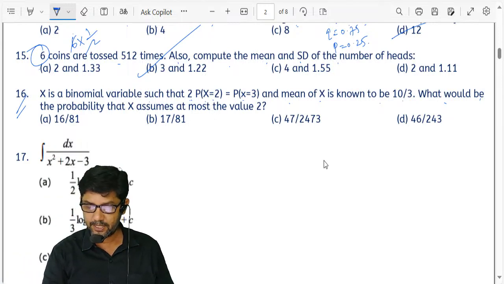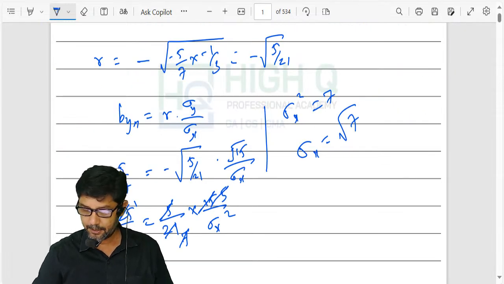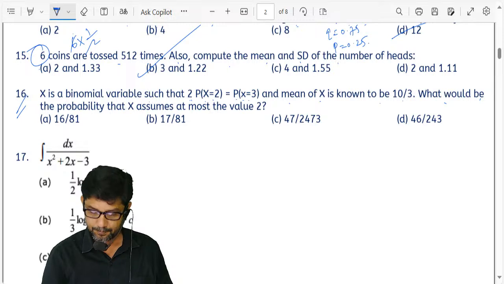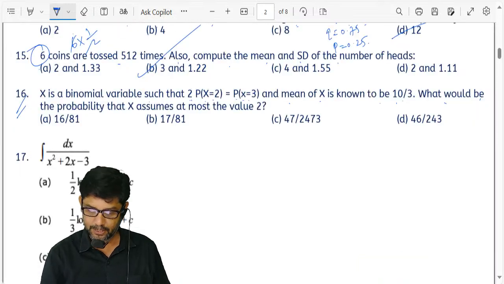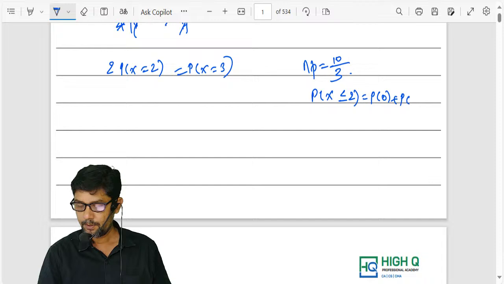2 times P of X is equal to 2 is equal to P of X is equal to 3. Binomial variable. We have to find out what? NP is 10 by 3. What is the question? X assumes at most the value 2. P of X less than or equal to 2, which is 0, 1, 2. Am I right, my dear?